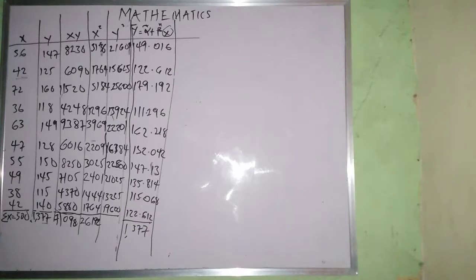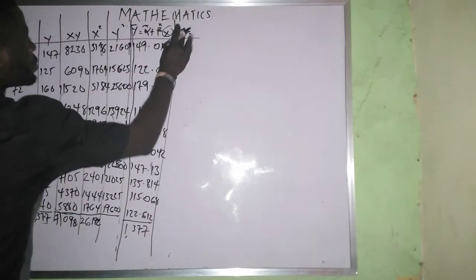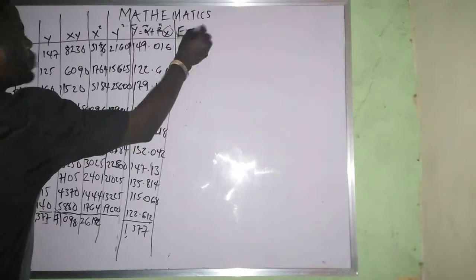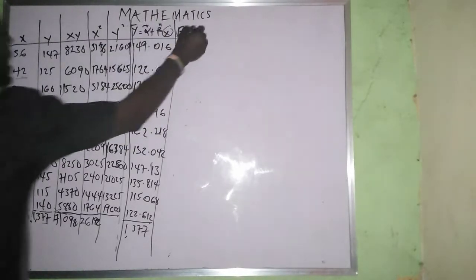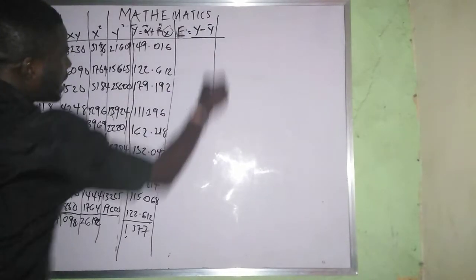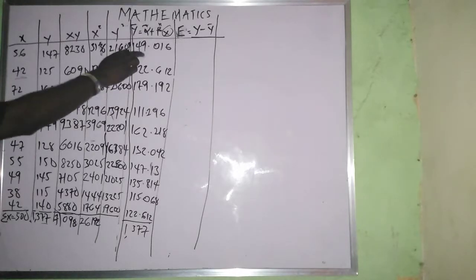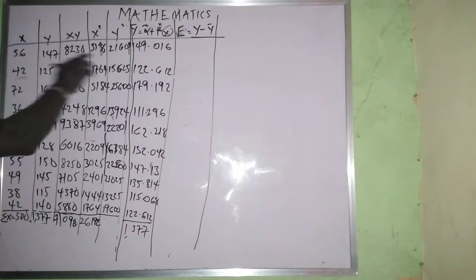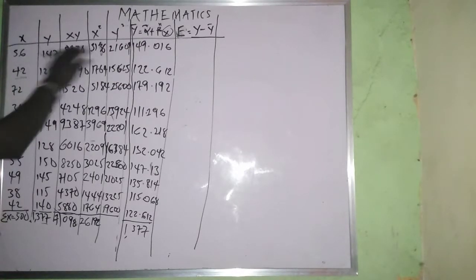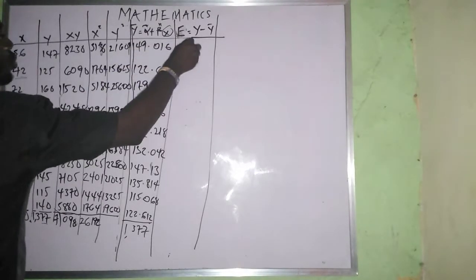Okay, I want to look for my error. Now, I want to find my error. My error, which is my E, will be equal to y minus y bar. We have done that, my y bar, that time. I will now move on to each of them. This is my y bar. This is my y bar. And I will now be minusing this minus this, doing that one by one.